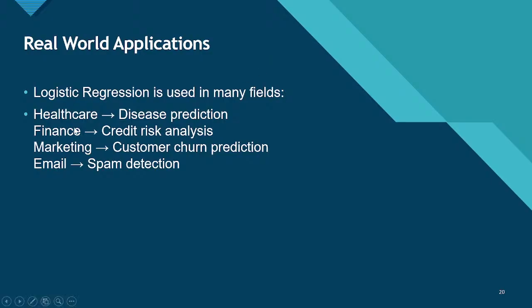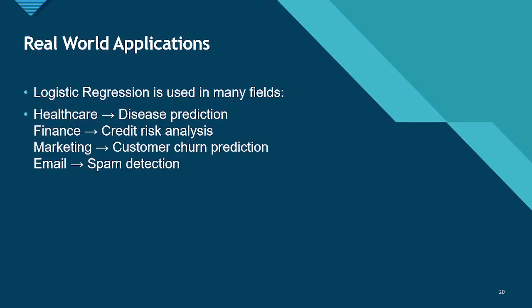The third one is marketing, customer churn prediction. Companies predict whether a customer is likely to leave a service based on usage patterns, purchase history, and complaints. It helps businesses retain valuable customers proactively.